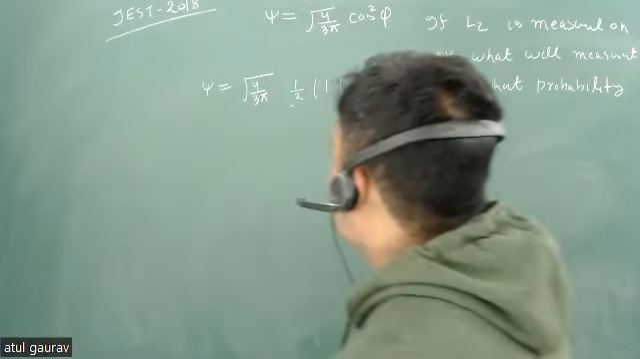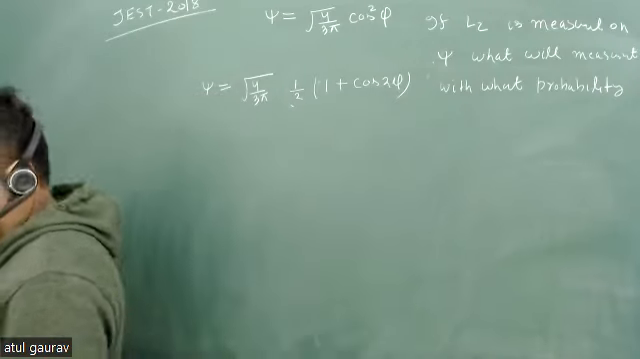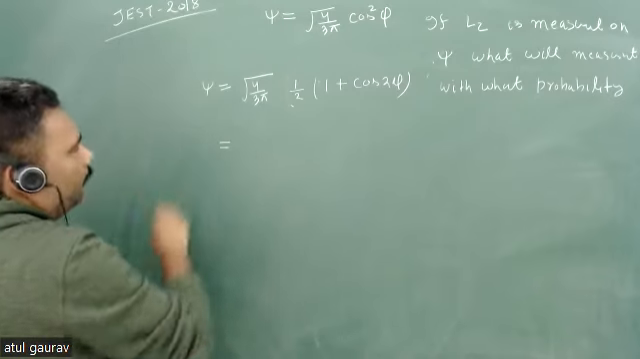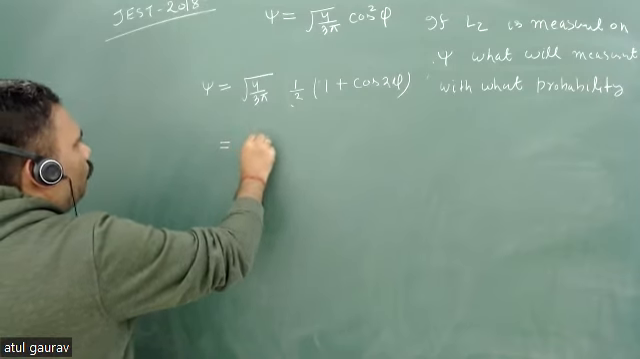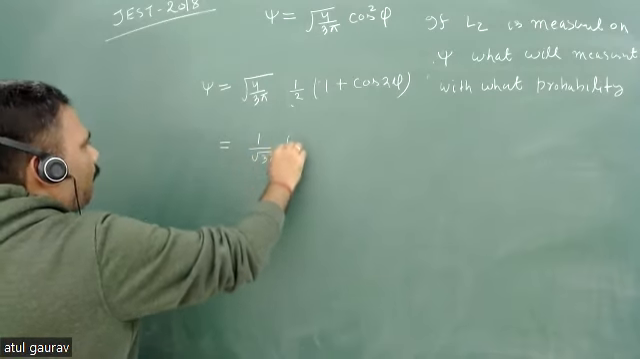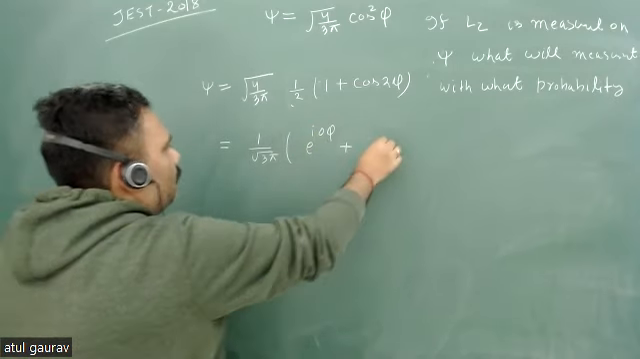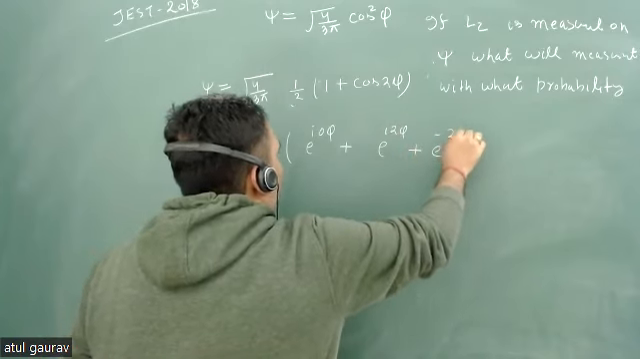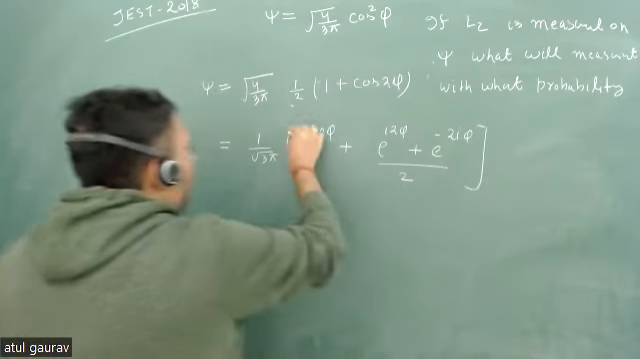Can we write this? Yes or no? Yes, we can write it. Now, can we write this whole thing as 1 upon root 3 pi times e to the power i0 phi plus e to the power i2 phi plus e to the power minus i2 phi, divided by 2? Can we write this?